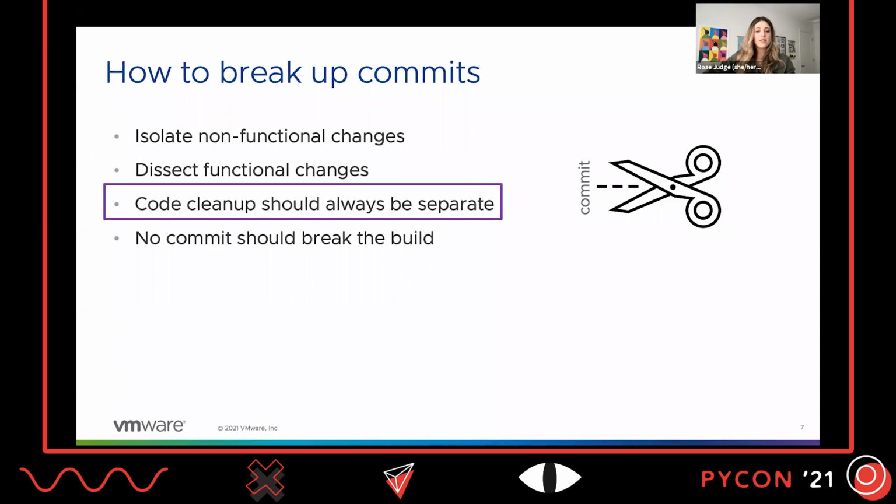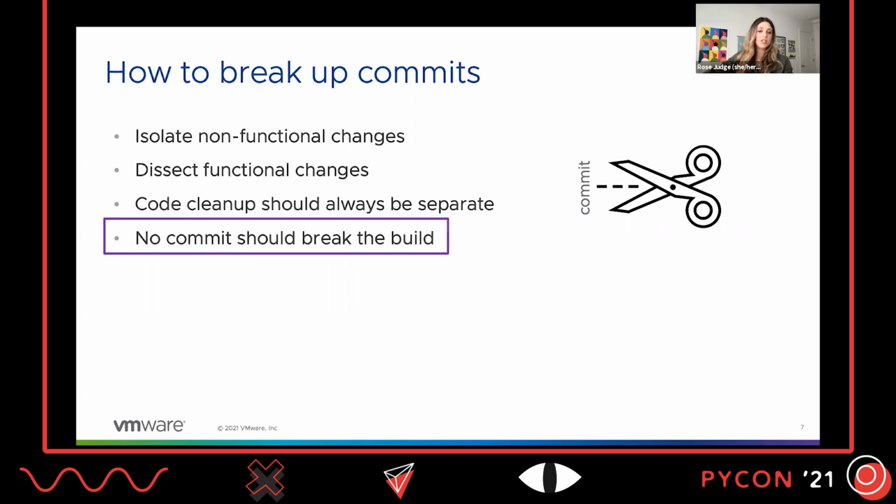The third one here, if any part of your changes are related to code cleanup, each cleanup step should get its own commit. So oftentimes code cleanup will occur in parallel with new functionality or new features, but the cleanup itself should still be a separate commit from the feature implementation. And then my last note on breaking up your commits is that none of them should break the build, which just means that at each commit, the code should compile.